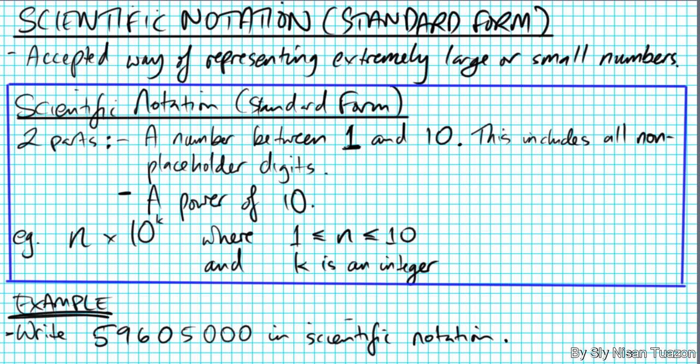Now, scientific notation is just an accepted way by the scientific and maths community of representing extremely large or small numbers. You might think that this is a waste of time, but if you're going to be writing a number that's got, say, 25 zeros at the end, you're not going to have time to write out all 25 zeros every single time. You need a shortcut, so that's what scientific notation is, otherwise known as standard form.